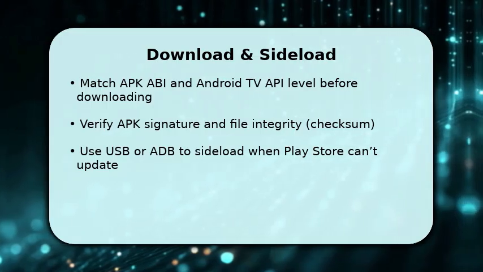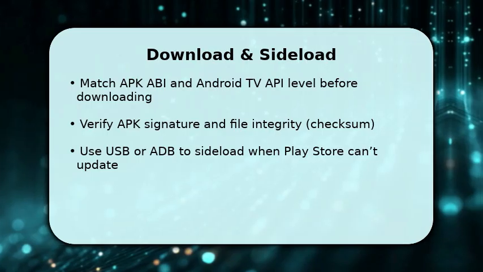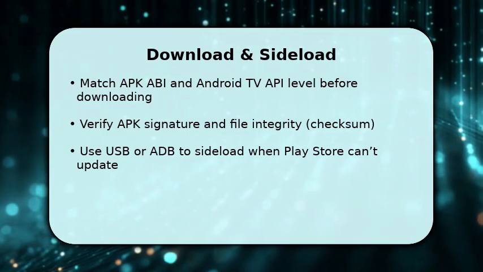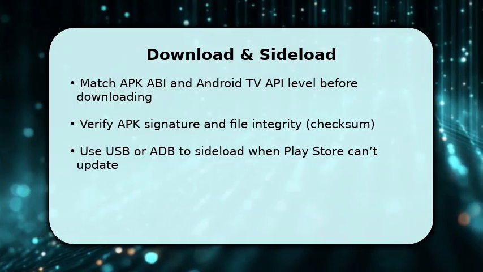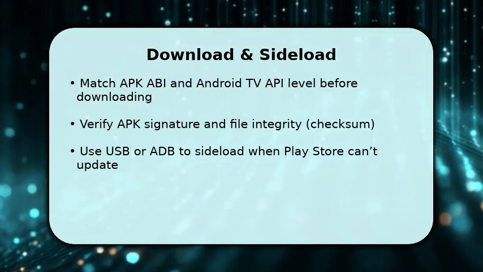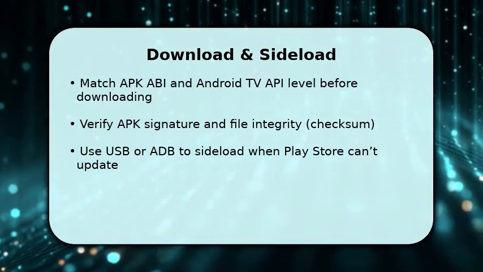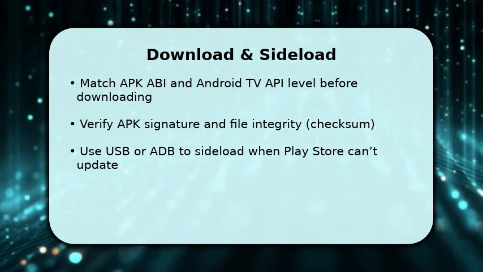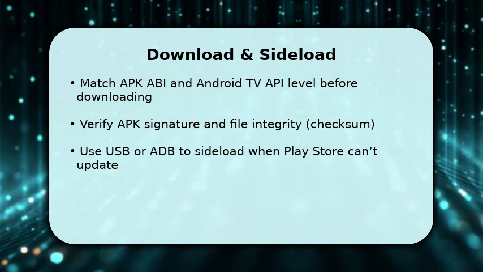Download the signed APK to your computer and confirm the checksum for integrity. Then copy it to a USB drive or connect via ADB using developer options on the TV. You'll install the APK with a package installer or an ADB install. Make sure you replace the old package without clearing critical app data unless you need a clean start.